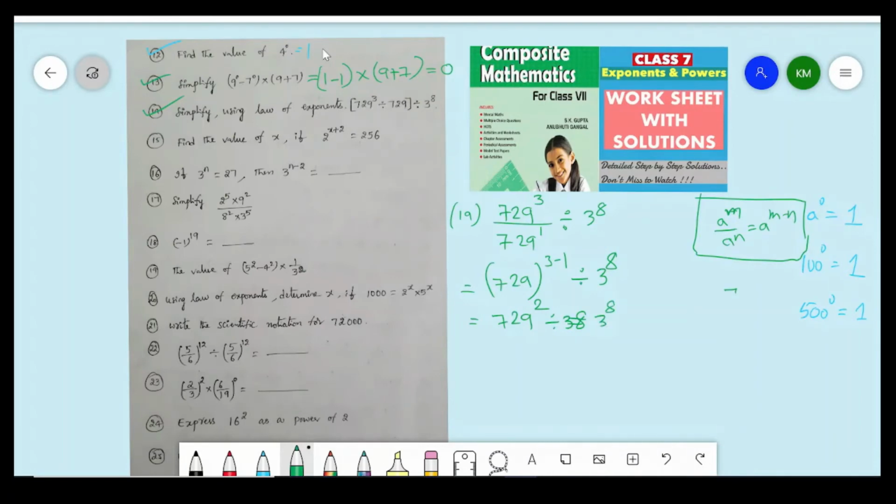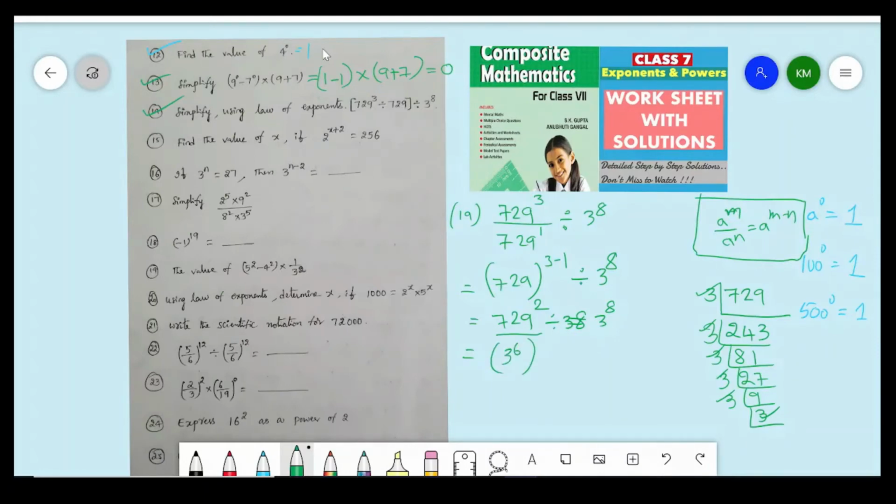Again 729 is with me. I can factorize this 729 with 3, starting from 3. 3 twos are 6, 3 fours are 12, 3 threes, again 3 eights are 24 and 3 ones. Again 3, how many times? 27 times is 81. 3 nines are 27, 3 times 9. So how many 3s are repeated here? 1 2 3 4 5 6. So 729 can be rewritten as 3 power 6.